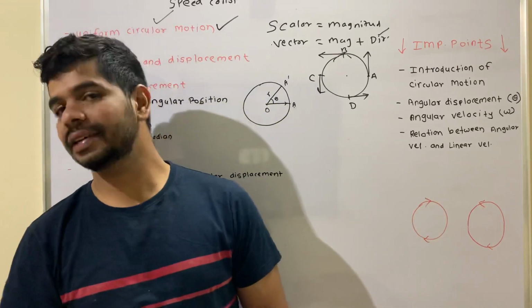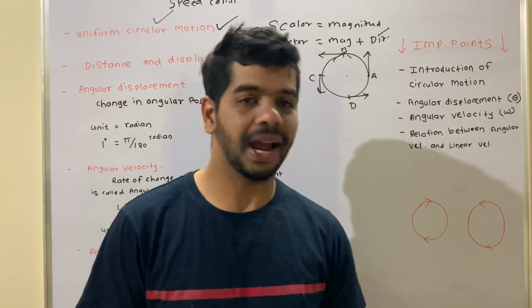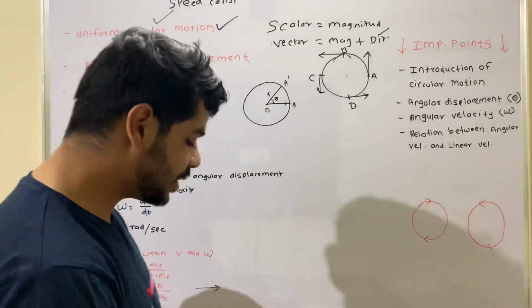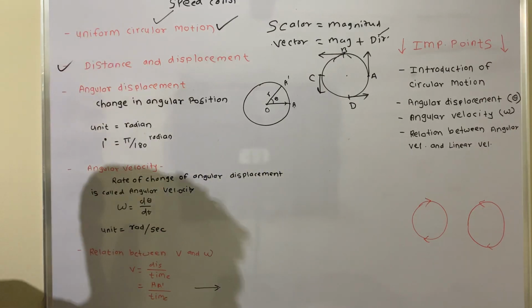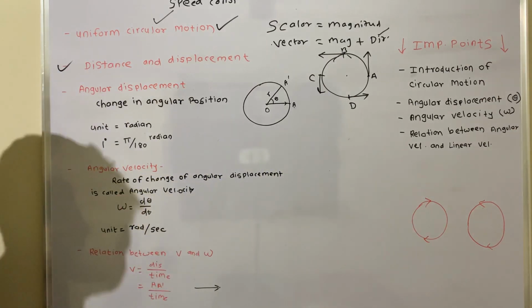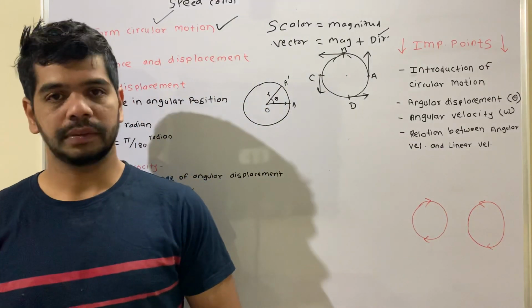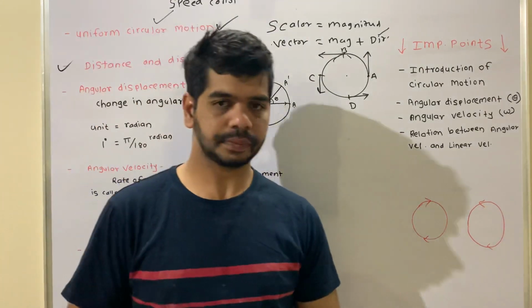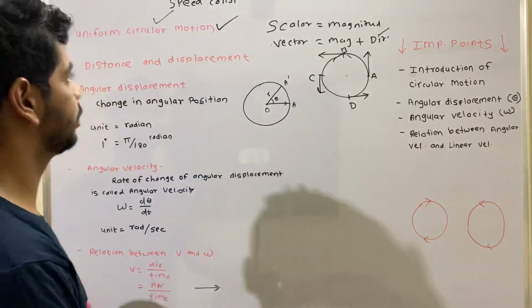So now again, what is meant by distance then? Okay, I will explain. So distance and displacement, if you ask me, what is distance and what is displacement? I would like to give one simple example. Suppose you are at position A.